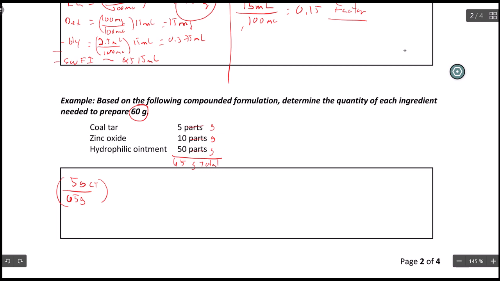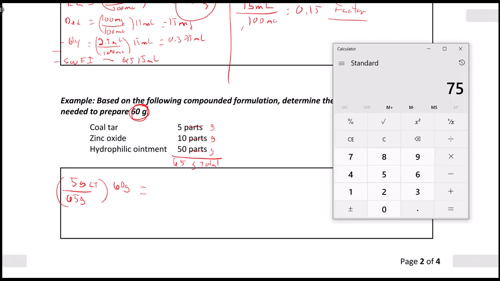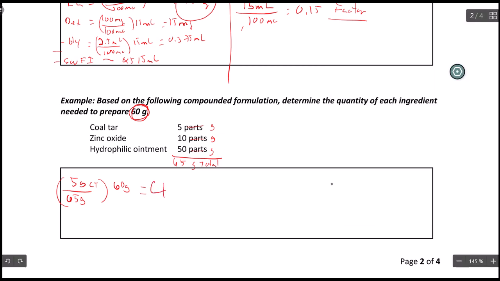If I'm only going to make 60 grams of the total product, what would I actually need to do? So I want to use 5 grams of coal tar every time I make 65 grams, but I'm only going to make 60 grams. I got 4.615, so a little smaller, 4.615, right? So about 4.62 grams is what I'm going to be utilizing of the coal tar.